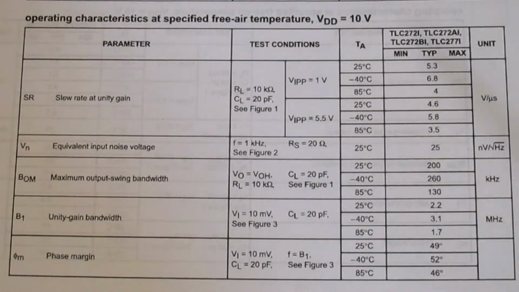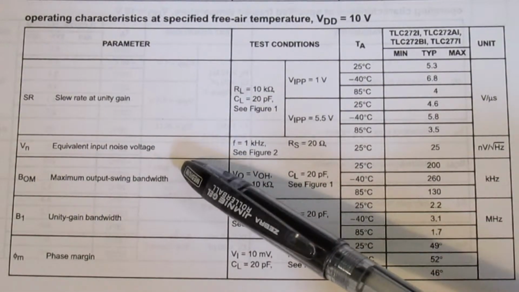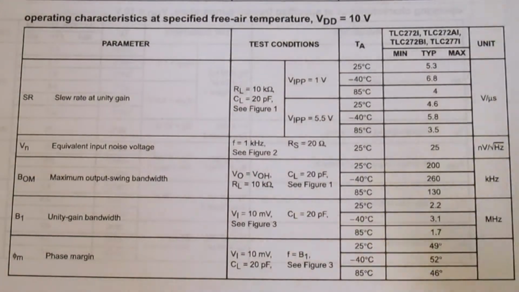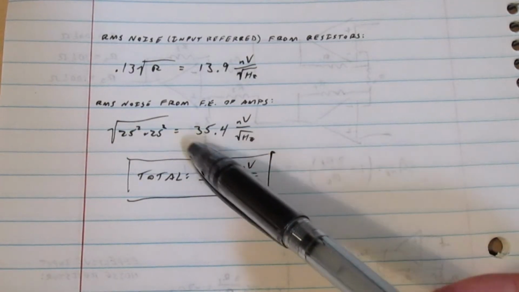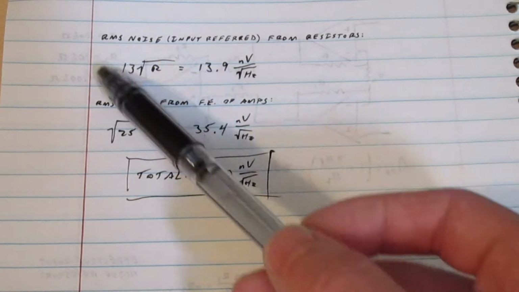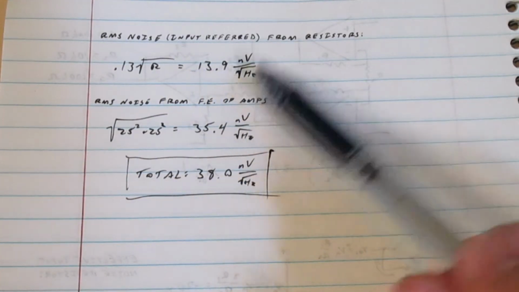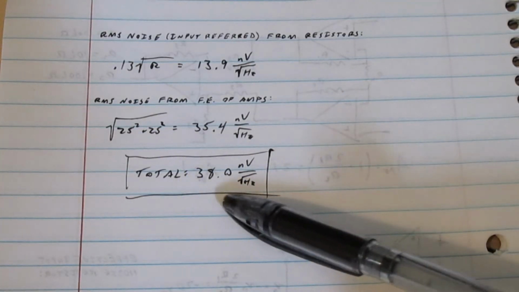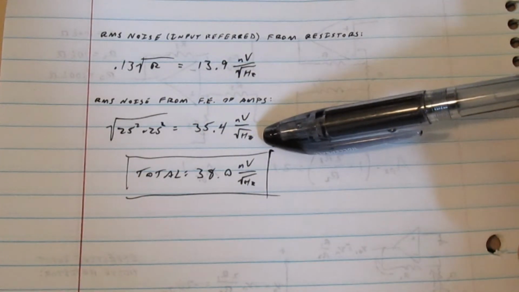But wait, there's more! The TLC272 datasheet specifies an equivalent input noise voltage of 25 nanovolts per root hertz, and I have 2 of these amplifiers at the input. So total from my 2 amplifiers at the input, I have 35.4 nanovolts per root hertz. And from all of my resistors put together, I have a total of about 13.9 nanovolts per root hertz. And when you put those together, you end up with a total of 38 nanovolts per root hertz for the entire amplifier. But that's not that much different from just the input noise of the amplifiers.